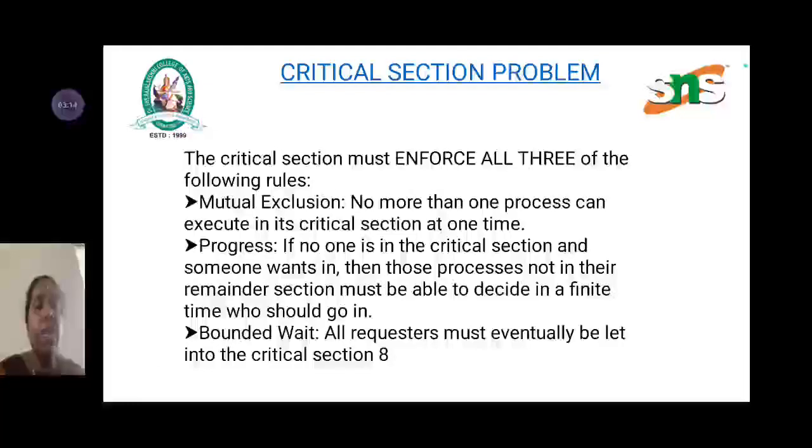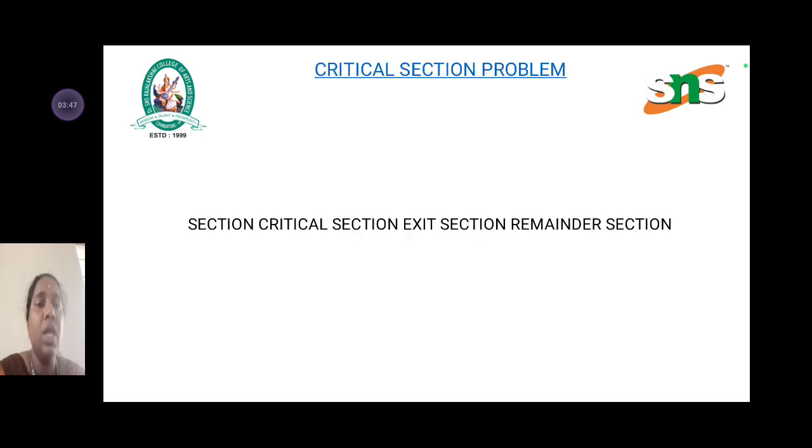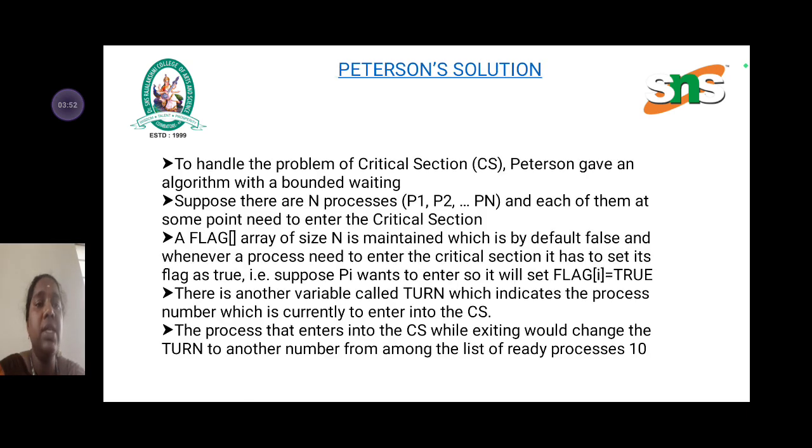Critical section problem. The critical section must enforce all three of the following rules. Mutual exclusion: no more than one process can execute in its critical section at one time. Next one is progress: if no one is in the critical section and someone wants in, then those processes not in their remainder section must be able to decide in a finite time who should go in. Bounded wait: all requesters must eventually be let into the critical section. Critical section problem: entry section, critical section, exit section, remainder section.